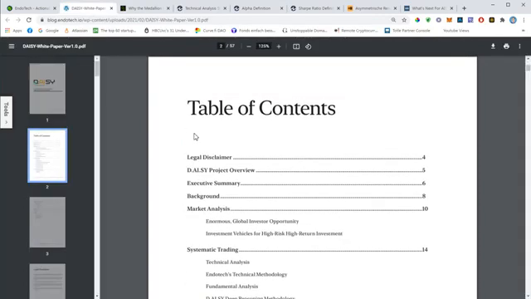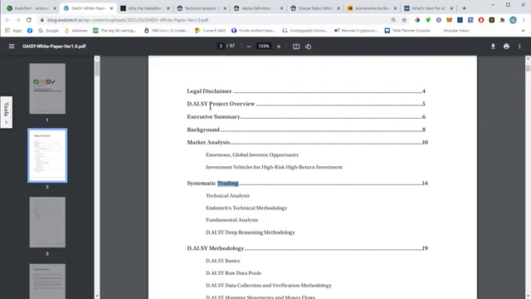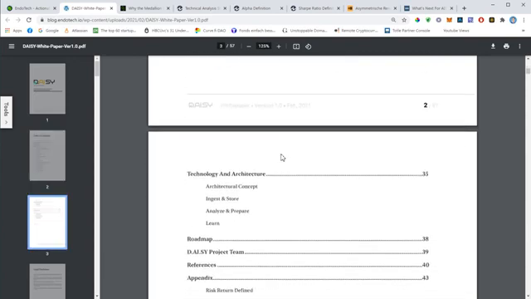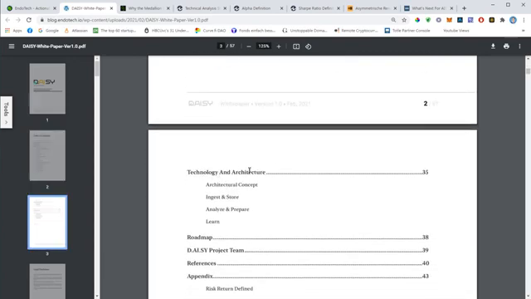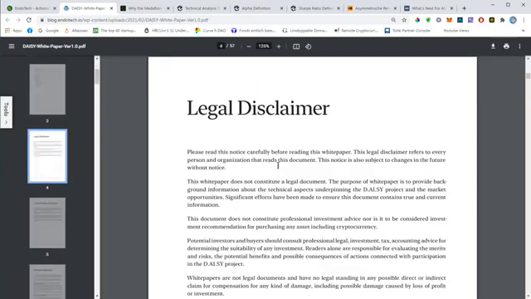So this is the content of the white paper. We will not discuss everything in detail, but we will briefly look at the legal disclaimer, the project overview, the executive summary, the background, the market analysis, and the systematic trading. This is all pretty easy to understand stuff. Then the heavy stuff will start here: the methodology, the trading framework, the technology and architecture. This is all very specific, very technological, and I will not discuss it in much detail. But what we want to have a look at is the roadmap, the project team, and maybe some of the references.